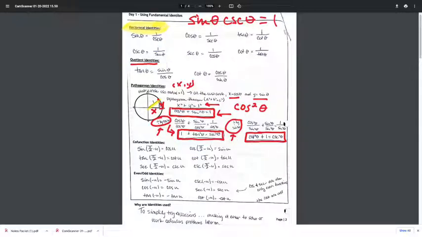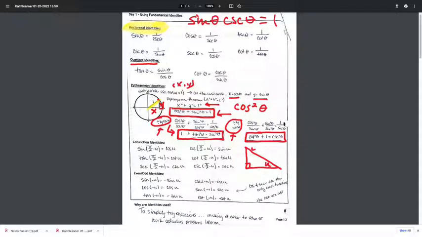Another set of identities is called cofunction identities. And what I want you to think about here is a right triangle. If you have a right triangle, and let's say we name an angle U. So this angle right here is U.